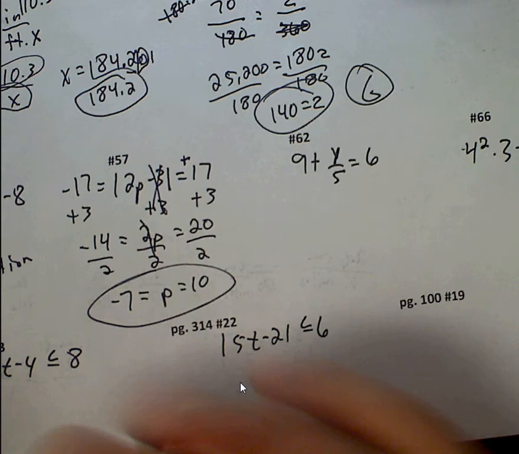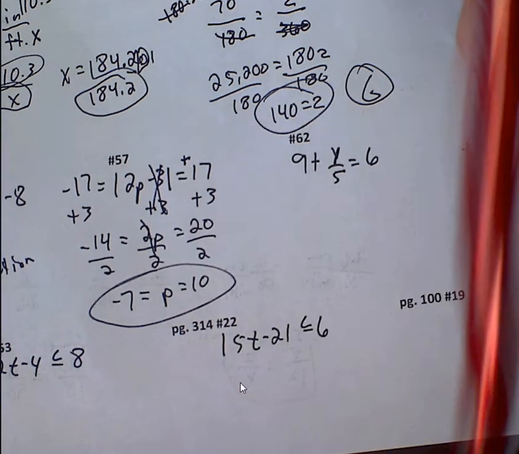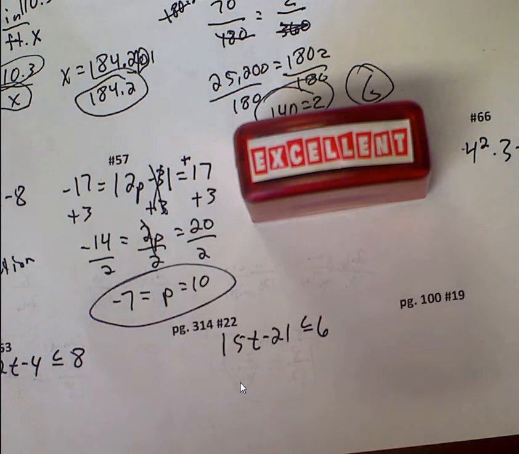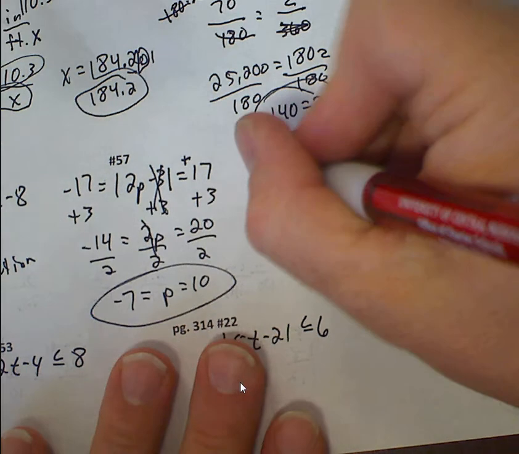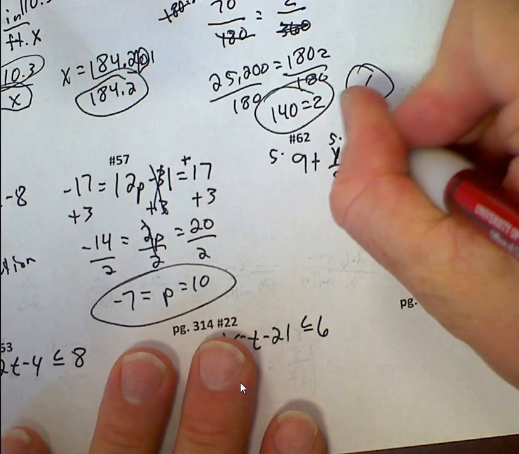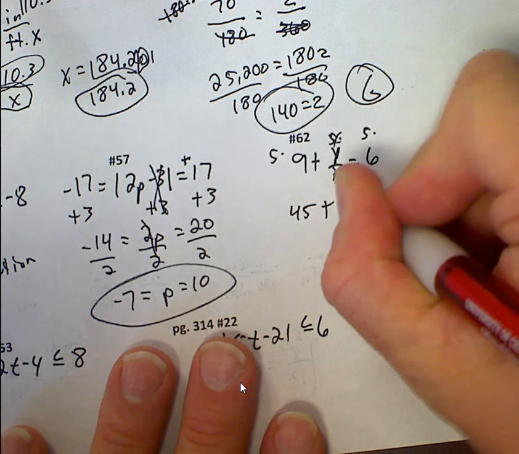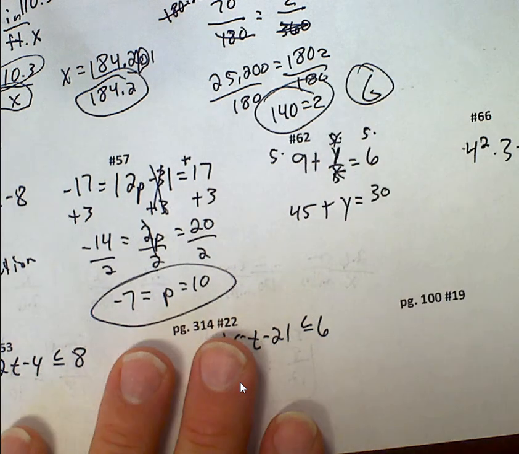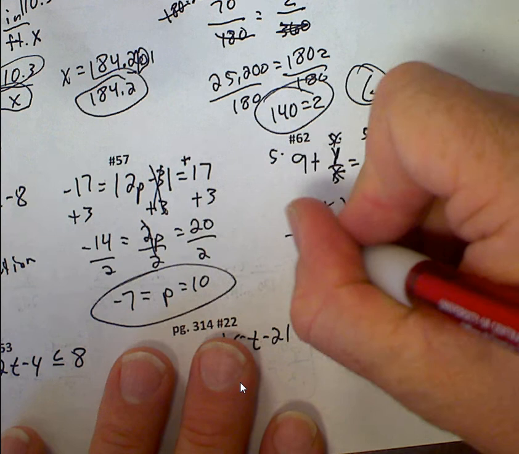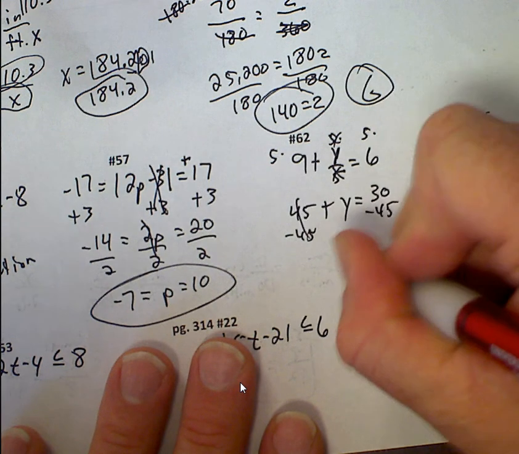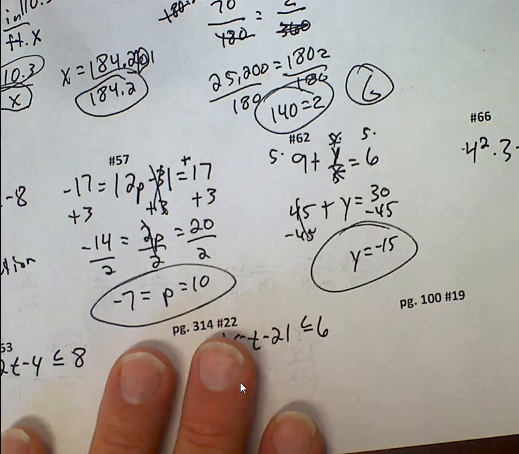Number 62. Pause the video and try. I'm going to go ahead and multiply everything by 5. That gives me 45 plus y equals 30. Minus 45, minus 45, y equals -15.